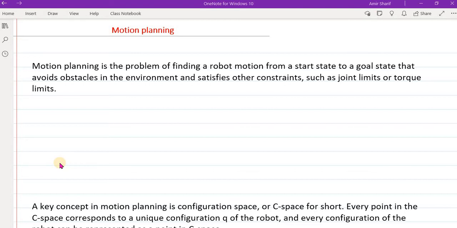And this lecture is about motion planning. In the previous lecture, we studied forward and inverse kinematics, in which you are given some joint positions and then you have to calculate the position of your end effector, or the other way around.